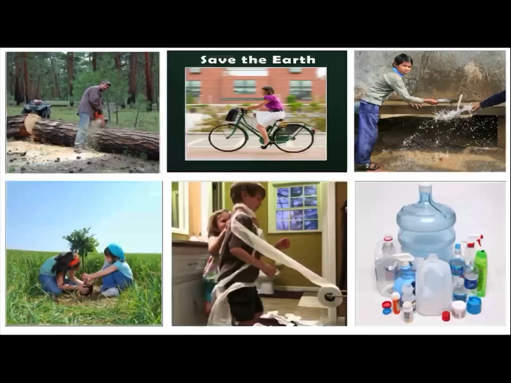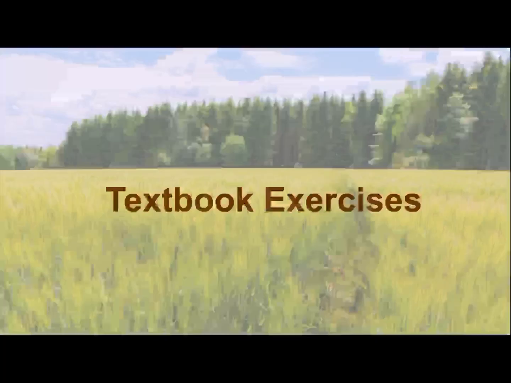Now children, here are few things and ways in which we can save the earth. We should not cut trees. And children, when we have to go to a short distance, we should not use any vehicle. We should use the bicycle. We should save water. We should plant trees. We should not waste paper. And we should use the plastic which can be recycled.